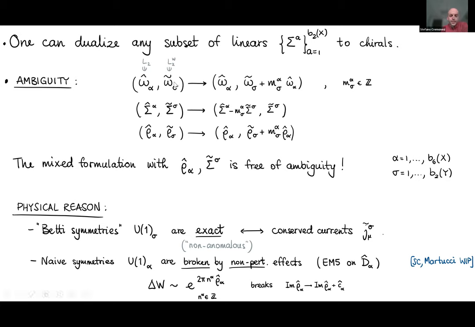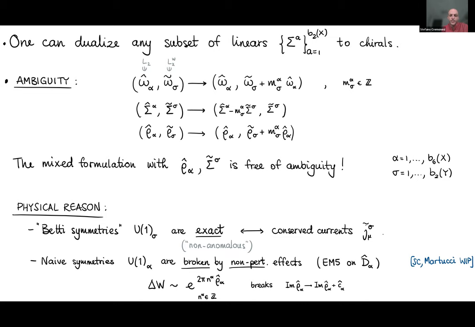But if you look at these ambiguities carefully, you can see that there is no ambiguity for the linear multiplets called sigma tilde, which are associated to non-compact divisors, and for the chiral multiplets, which I call rho hat, which are associated to compact divisors. And so you might want to use this particular formulation because there is no ambiguity. And there is a physical reason for this.